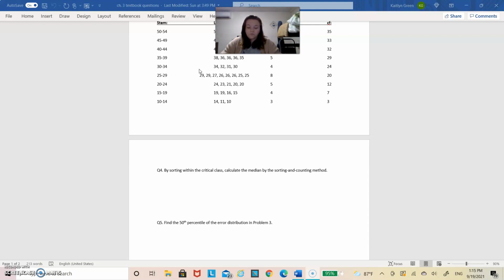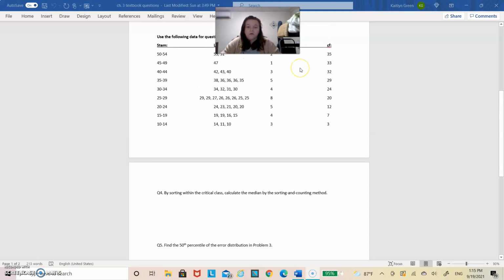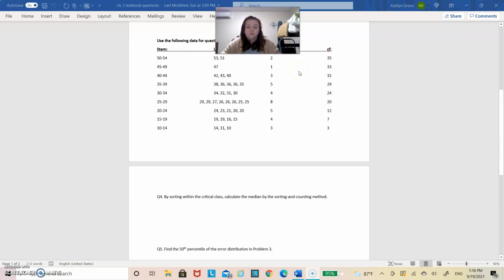To find the critical class, in which we're trying to find the median, we take the total numbers, which is going to be 35, and find half of that, which is 17.5. Now we need to look in our cumulative frequencies to find which class contains 17.5. As we can see, these first 3 numbers are too small, but right here at 20 does contain 17.5, and so that means that our critical class is going to be 25 through 29.